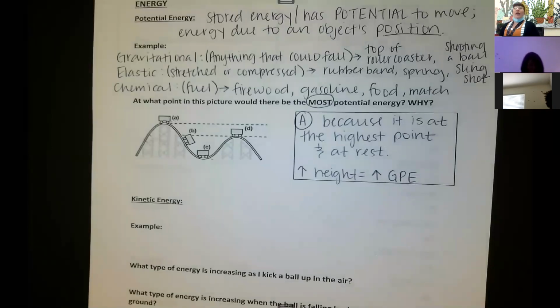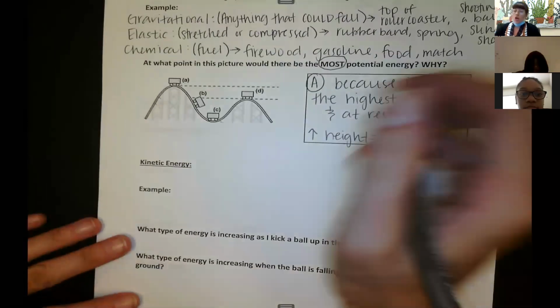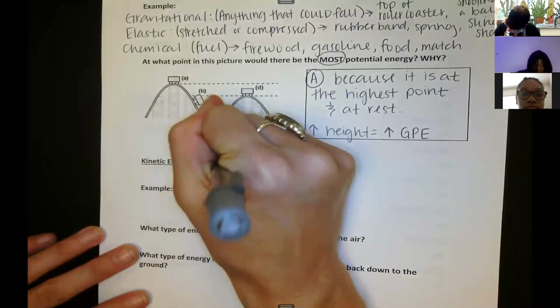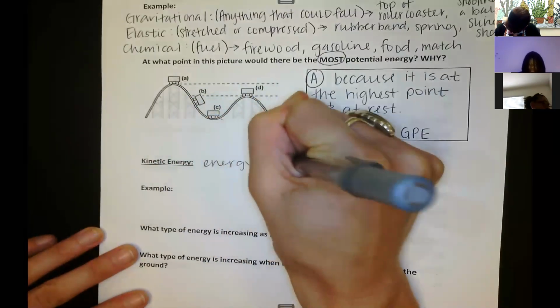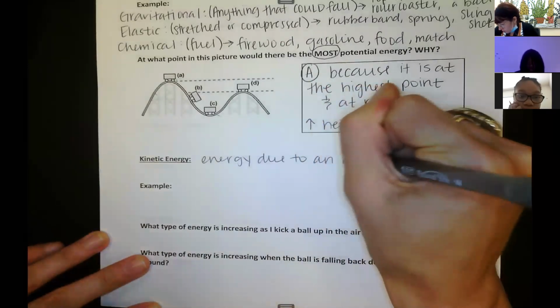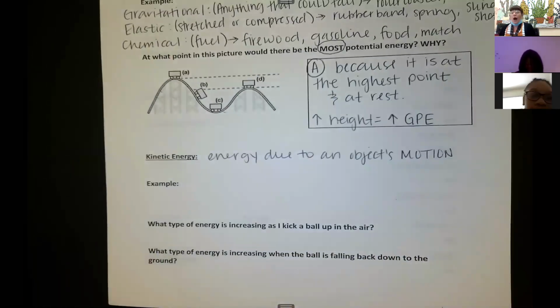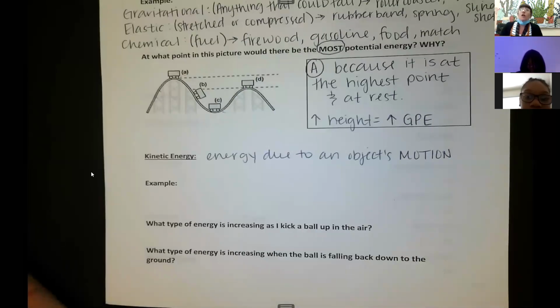We're moving on to kinetic. Kinetic is what? Energy due to motion. Energy due to an object's motion. Now, on my website I put examples of things in motion, but I want you guys to remember thermal, electrical, light, sound, those are all motion. Vibrations, motion, right?